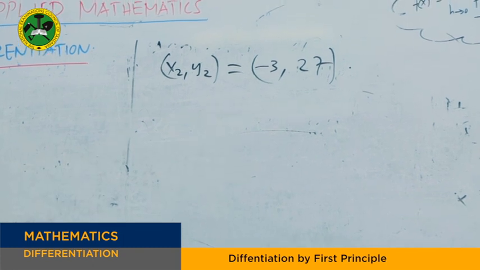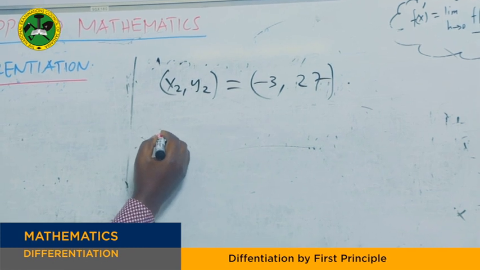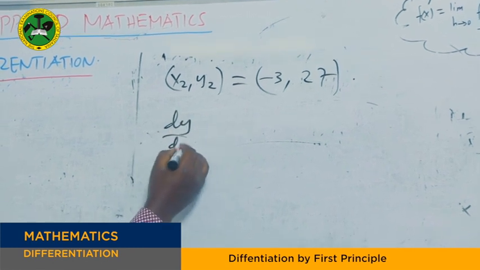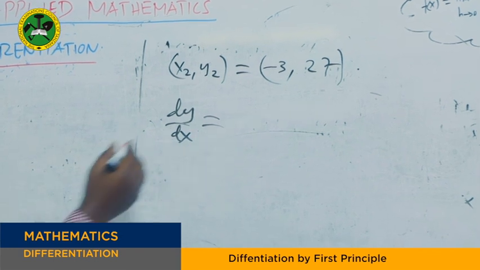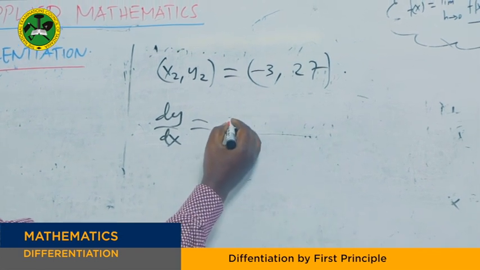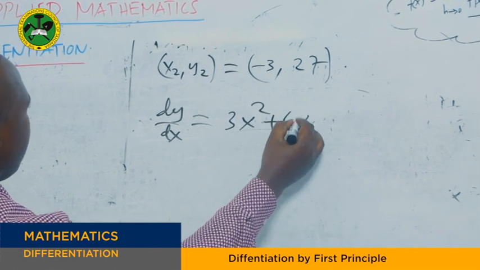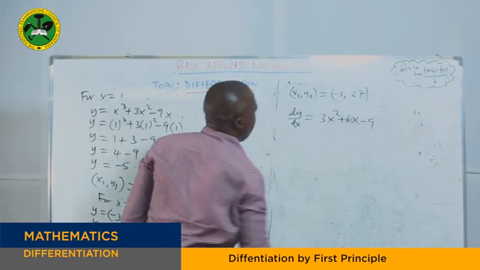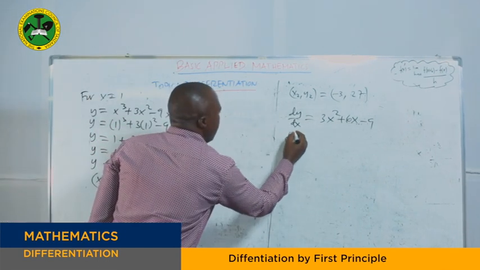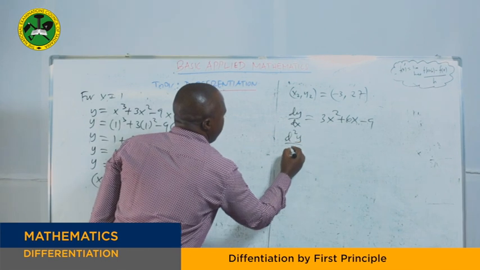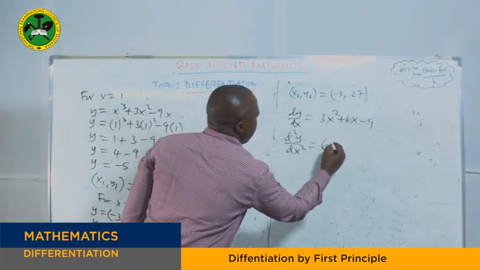How are we going to test it? We just find the second derivative. Remember dy/dx was equal to 3x squared plus 6x minus 9. So for the second derivative, it will be 6x plus 6.